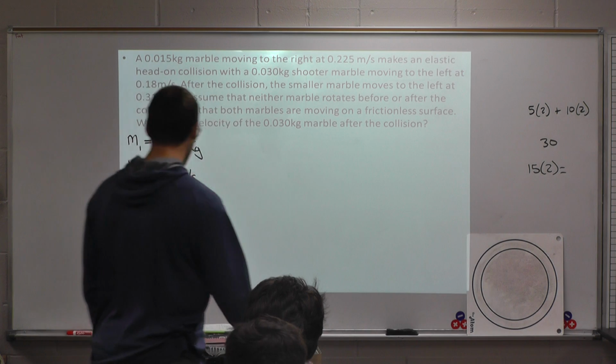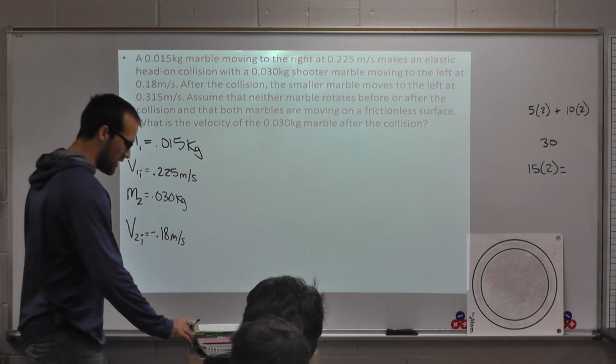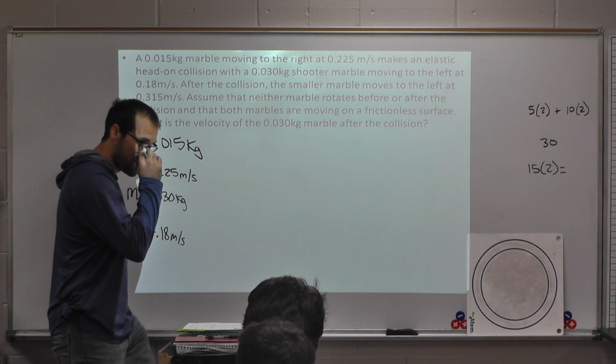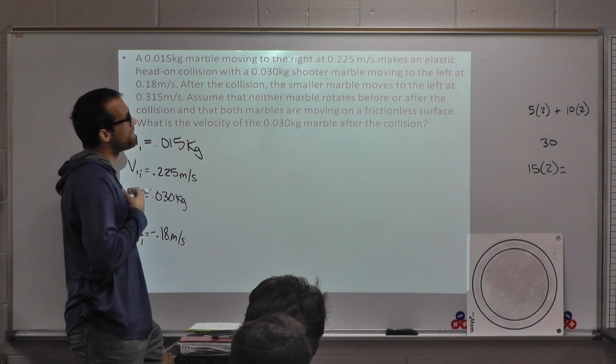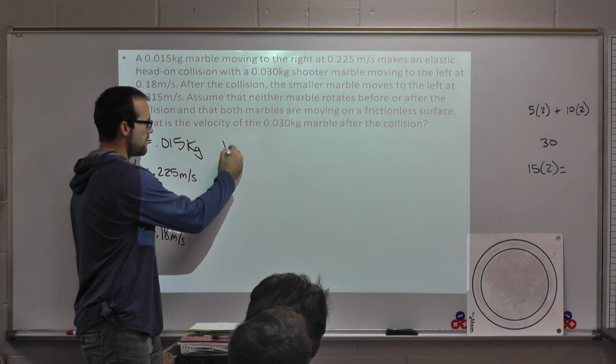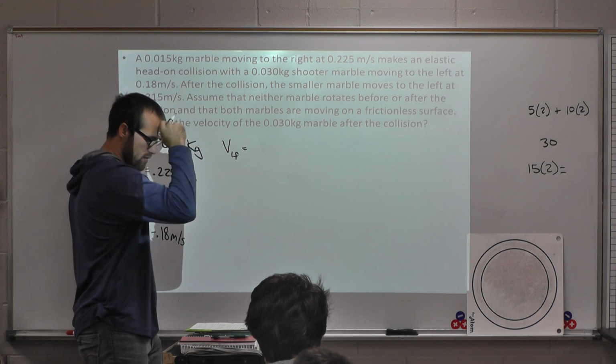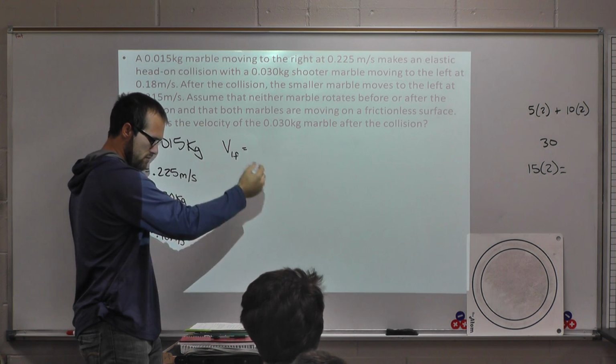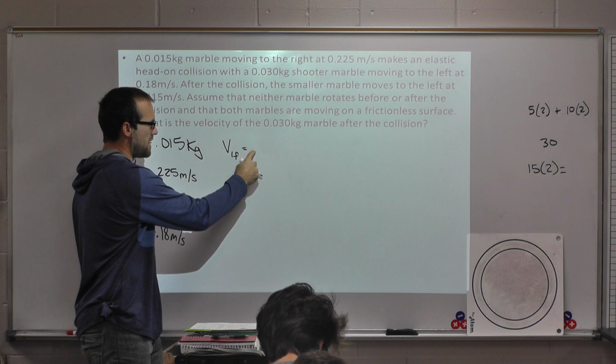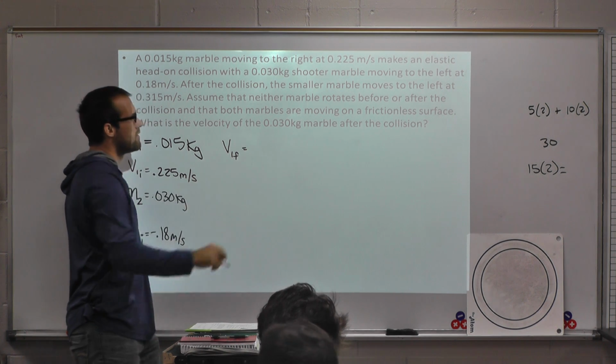Okay? Anything else up here that we need to know? Anybody? The final velocity is, is that the first or the second? The first one is 0.315. It's negative, right? Yes.